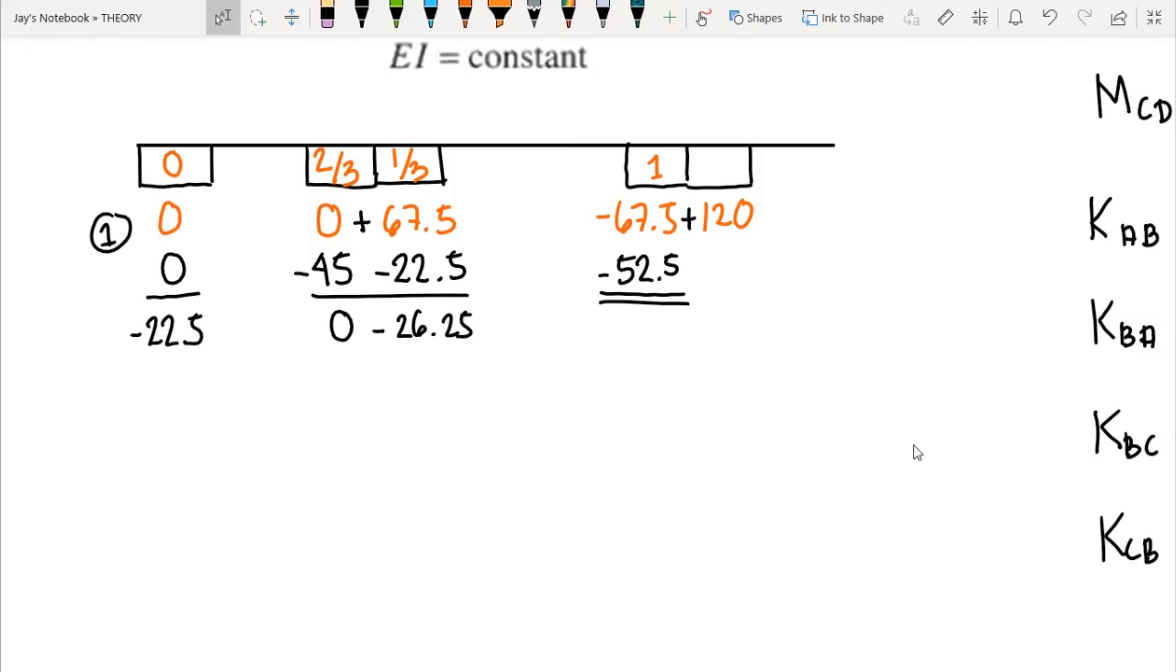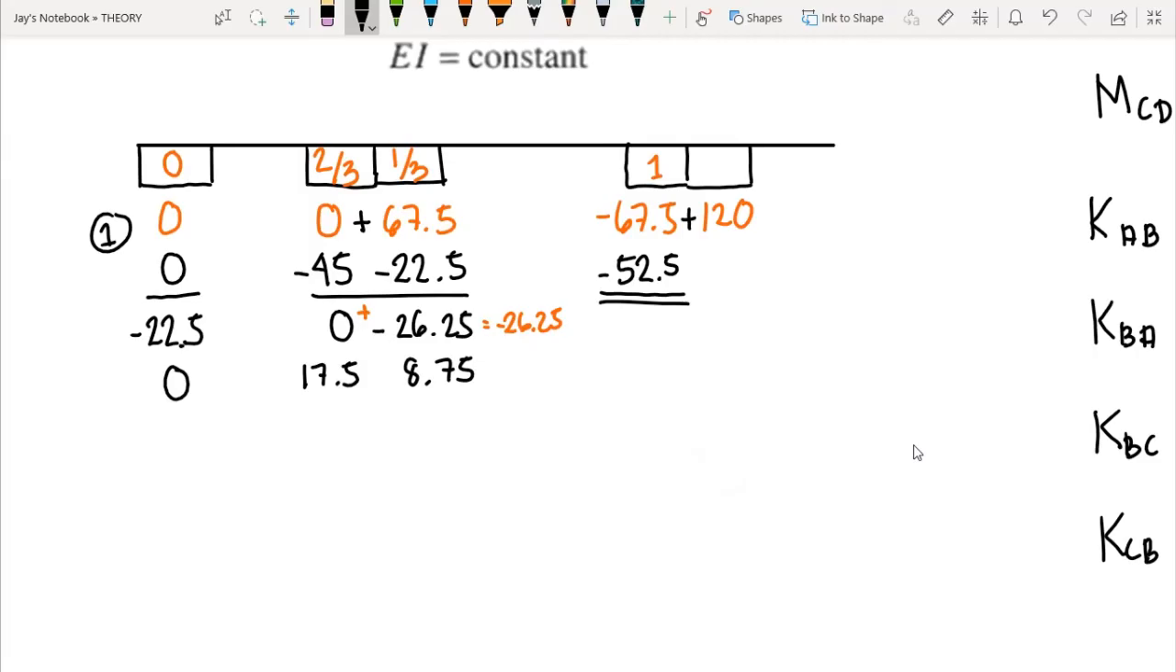So in this case, we can multiply negative 22.5 to the distribution factors. We have here 0. Then we add 0 and negative 26.25. So it would give us negative 26.25, right? Then multiply it to negative distribution factors. So we have negative 26.25 times negative 2/3, that would give us positive 17.5. On the other side, we have negative 26.25 times negative 1/3, that would give us 8.75.